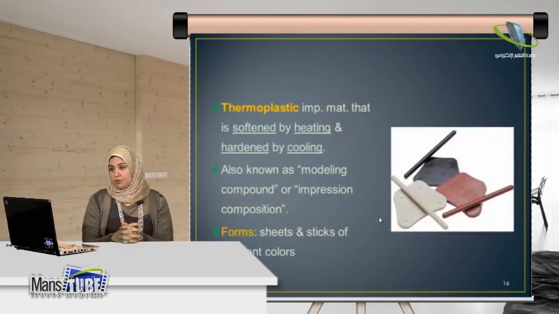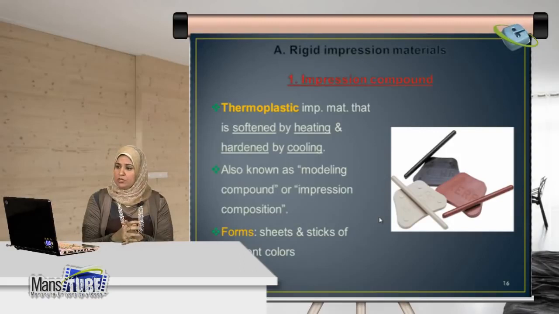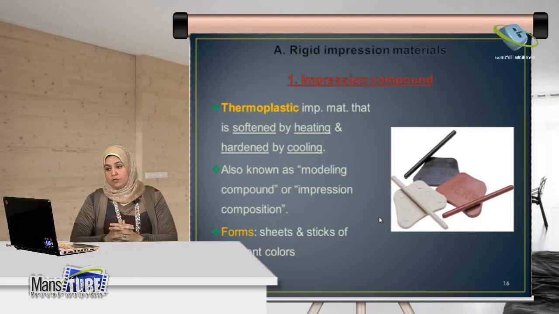Today we'll talk about the rigid impression materials. The first example we have is the impression compound. As we see here, the impression compound comes to me in the form of sticks or sheets. They come as hard material, as you can see. They are softened by heat. So we heat them to become soft, and then we can use them. That's why we call this material thermoplastic impression material.